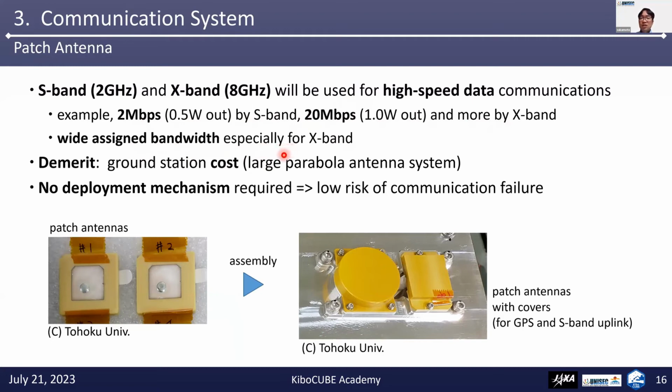The demerit is the ground station cost. As I showed you in the video, a large parabolic antenna system is required. But the merit is that no deployable mechanism is required, so there is low risk of communication failure, especially in the initial phase. These are the patch antennas we originally developed, and they are assembled in the satellite with other antenna covers like this one.